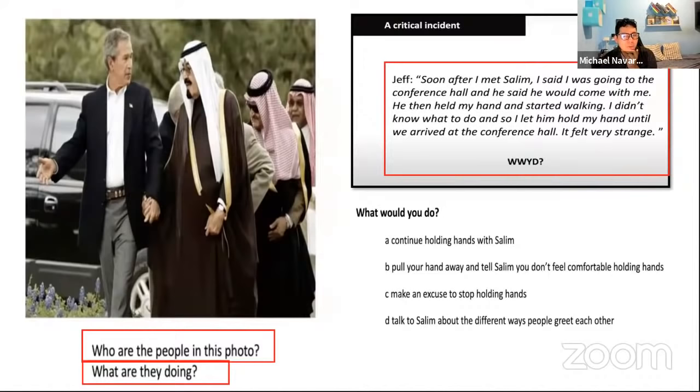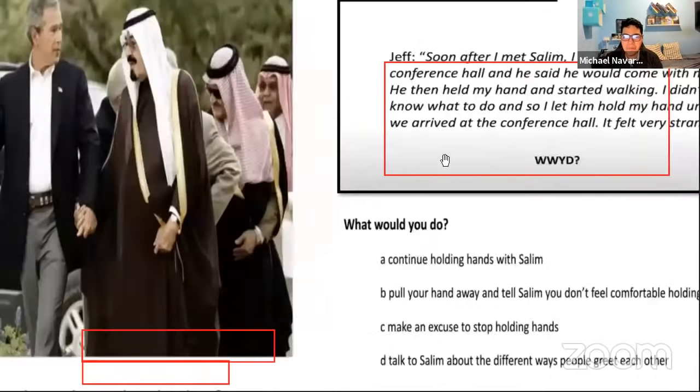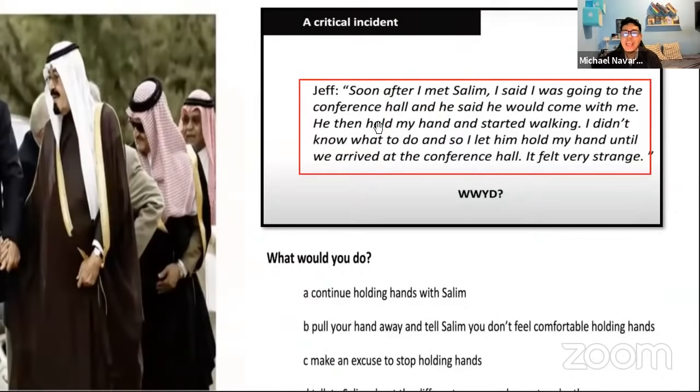And then I give them this situation. Let me read this situation for you. Soon after I met Salim, I said I was going to the conference hall, and he said he would come with me. He then held my hand and started walking. I didn't know what to do, and so I let him hold my hand until we arrived at the conference hall. It felt very strange. You have the critical incident.